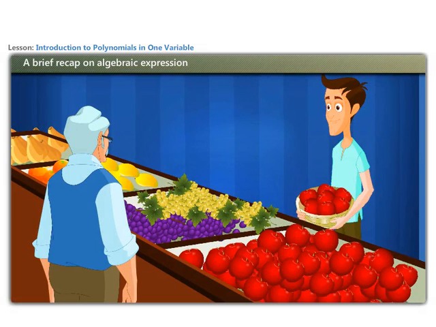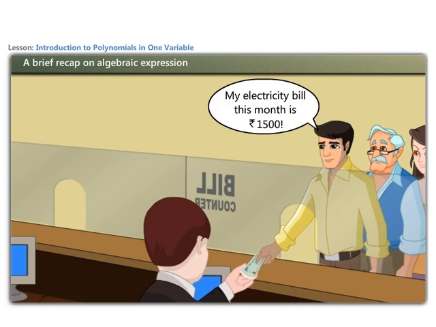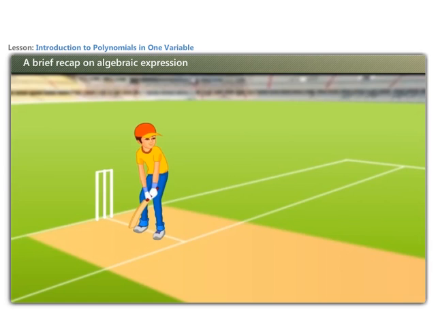Numbers are an integral part of our life and we use them so often. For example, when buying vegetables, I need 2 kgs of apples. When paying bills, my electricity bill this month is Rs 1,500. When playing cricket, today I scored 58 runs. Then there are some situations like these.